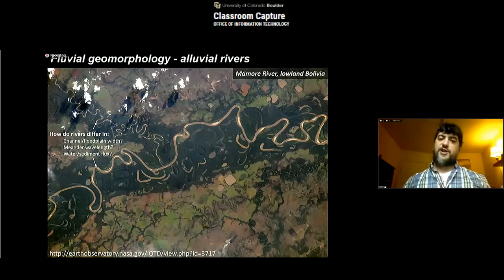You know, the active channel here, you may look at it and see that narrow ribbon of brown, dirty, sediment-laden water, but in fact, the active channel here is the entire width of the floodplain. But you can see those meanders are moving across quite actively.